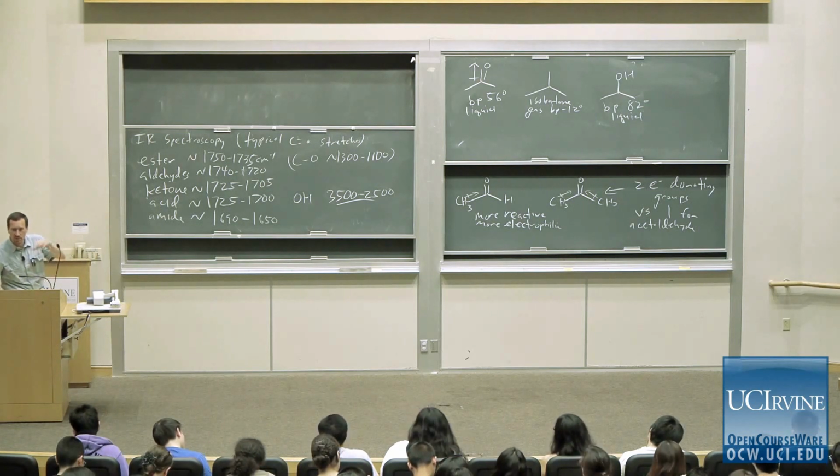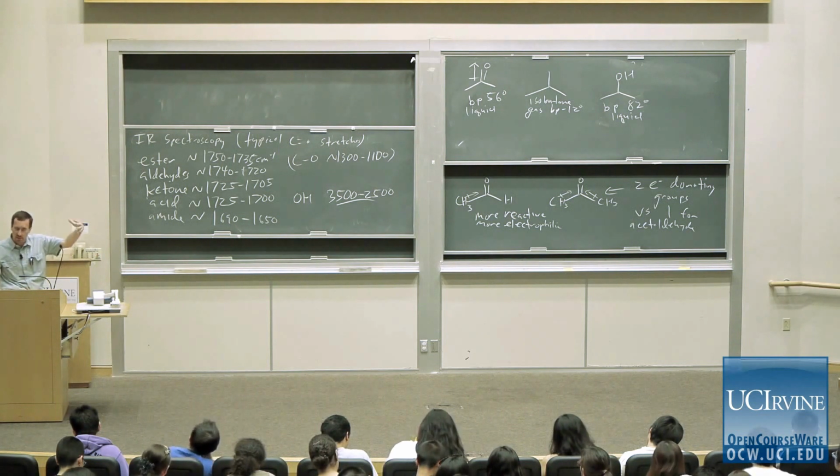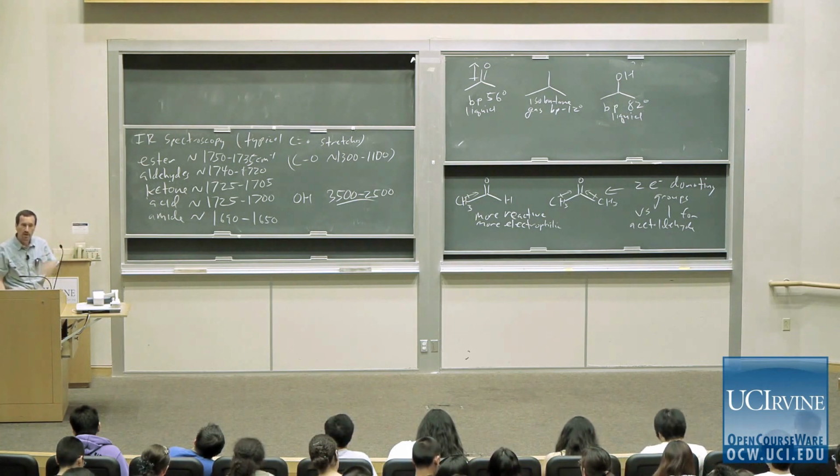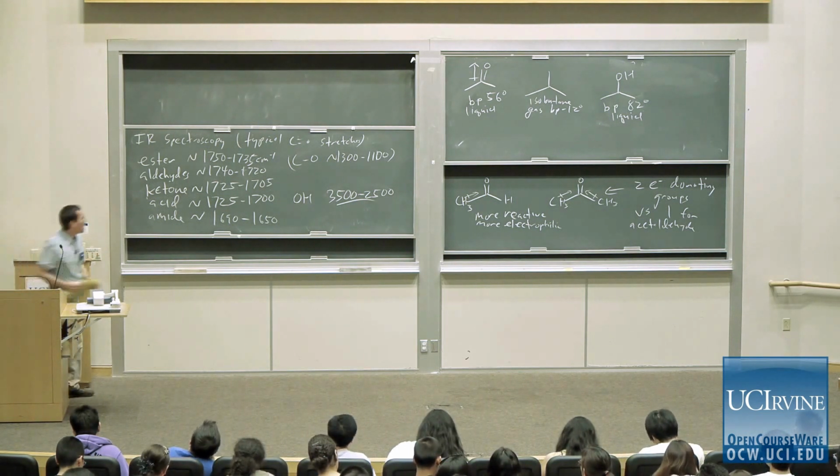Of course, NMR spectroscopy brings in other hints. We talked about a CH2 next to an oxygen in an ester, and we said that's at about 4 parts per million, and so that would clue you in.